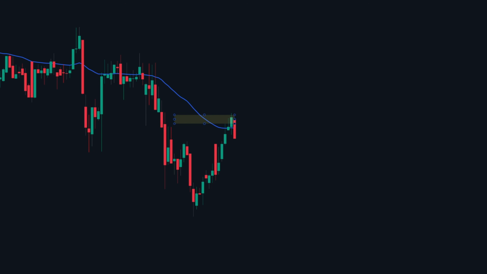Price starts retracing upward and heading straight toward the 50 EMA. In a bearish market, the 50 EMA acts as a dynamic resistance. Every time price comes up and touches it, it gets rejected back down. So this 50 EMA line right here is our sell zone. We mark it and we wait.